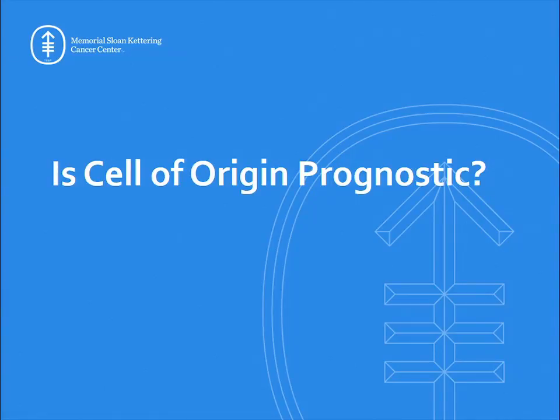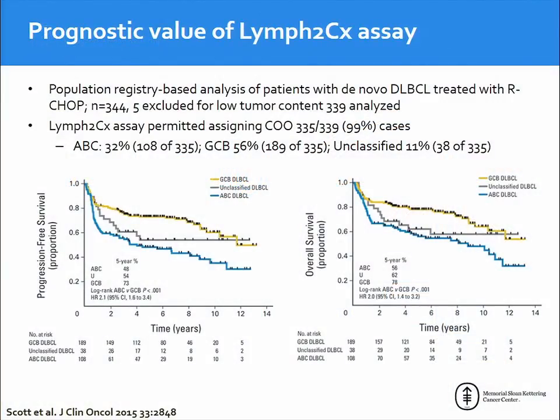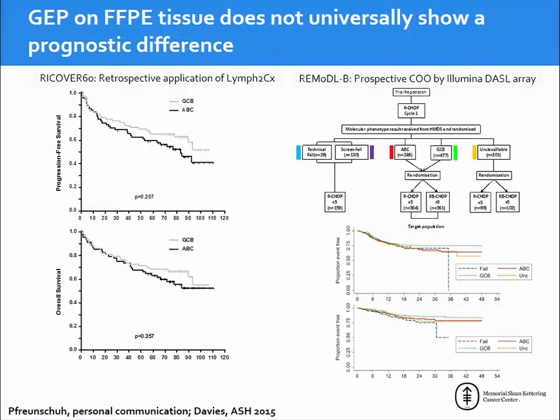So here we have a robust assay, and so it allows us to then ask the question, using this robust assay, is cell of origin prognostic in large cell lymphoma today? So this is a large data set, 340 patients, 339 patients from Vancouver, showing that the cell of origin was in fact predictive for both progression-free and overall survival.